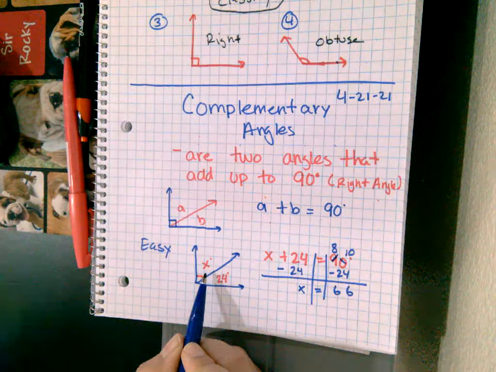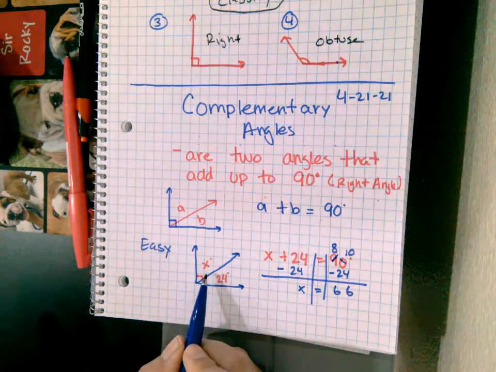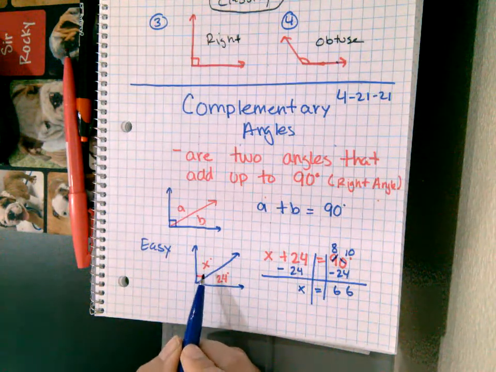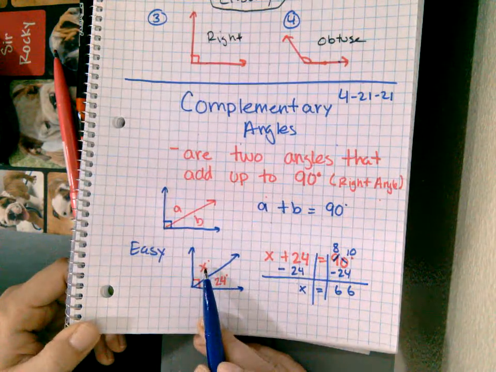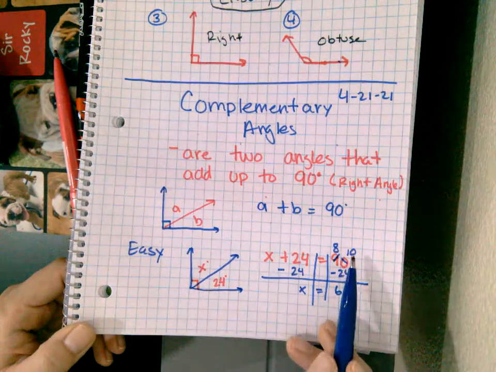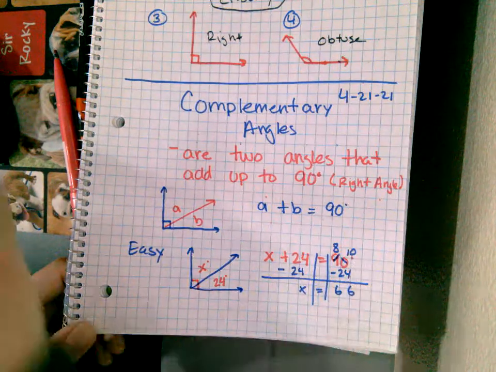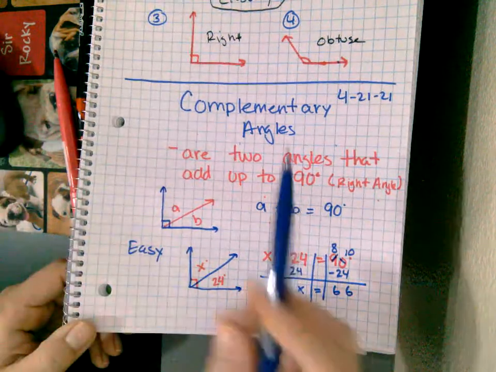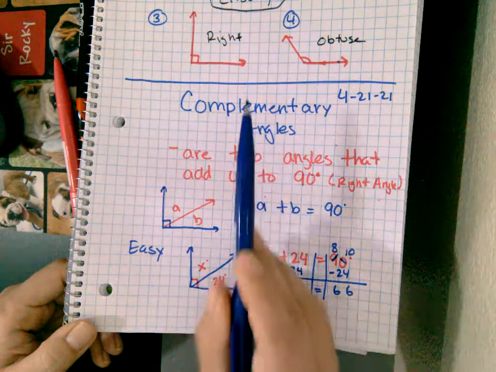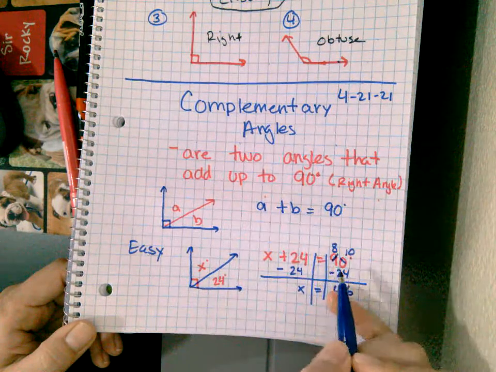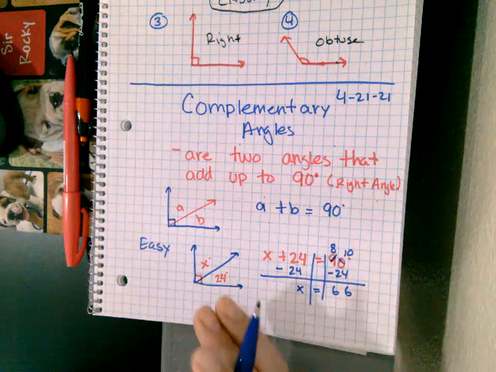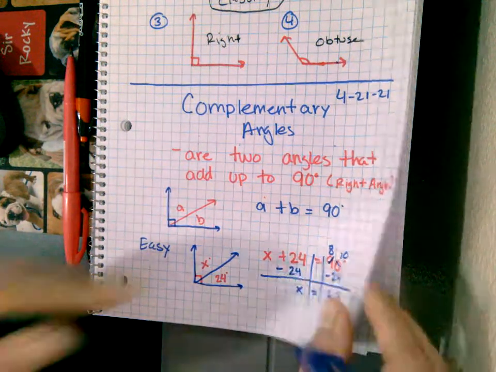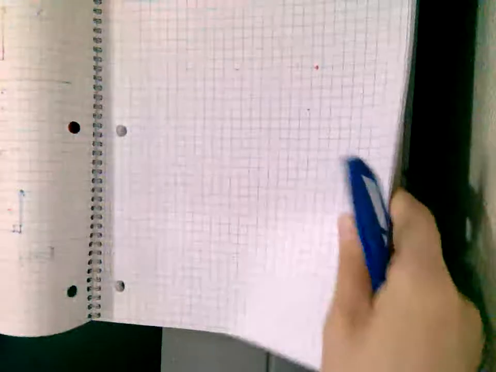Now we don't measure it. We don't have a protractor, so we're going to be using math here. We're solving for X. We set up an equation. It has to equal 90 degrees because it is complementary angles. And with complementary angles, they equal 90 degrees. Okay? Super easy. All you got to do is subtract. That's it. All right, let's do another super easy one.